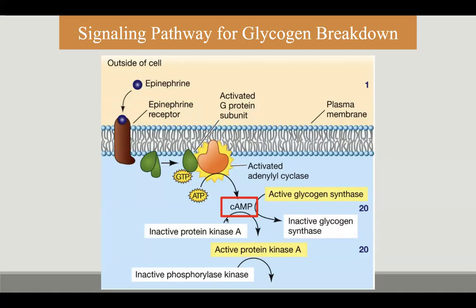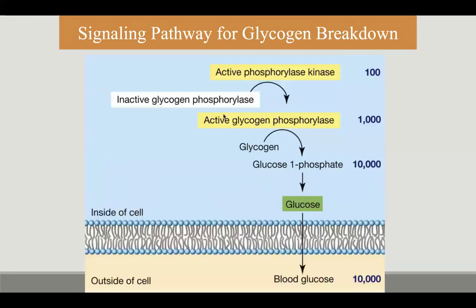cAMP also has a secondary function. It turns protein kinase A active. Then protein kinase A turns phosphorylase kinase active. Then phosphorylase kinase turns glycogen phosphorylase active. Finally, glycogen phosphorylase can break down glycogen into glucose, and then glucose can be transported outside of the cell. So all of these signals work in conjunction, turning other signals off and other signals on in order to maintain its function.